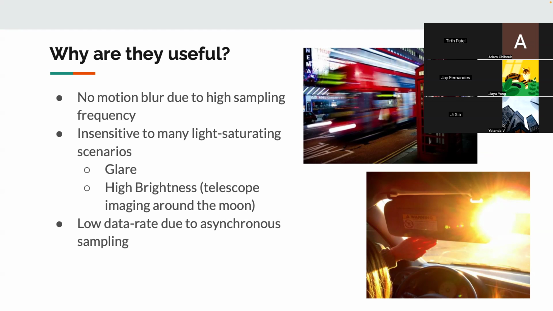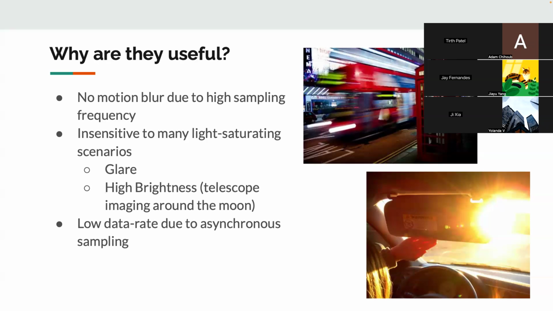And then another thing, which I did in some of my previous work, is high brightness scenarios with astronomy. Whenever you do telescope imaging around the moon, it's called cislunar imaging. The moon is extremely bright. It's way brighter than any star around it. It's way brighter than satellites. So it's actually very difficult to image satellites near the moon. And a lot of research is going into how they might do that with these event-based sensors.